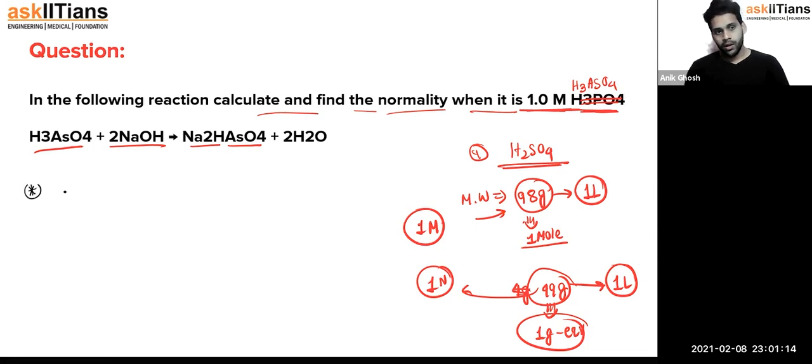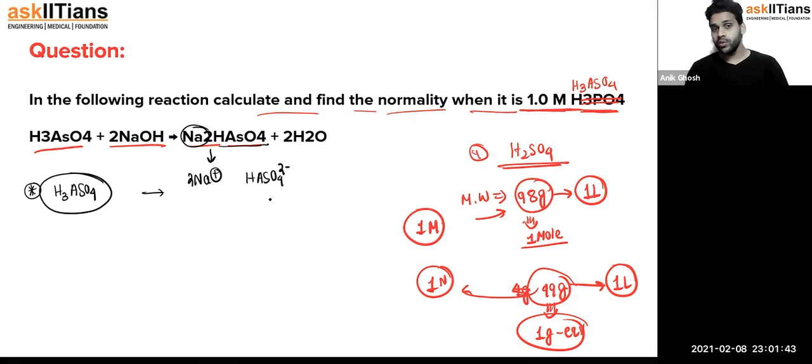Look, H3AsO4 after reacting with NaOH is giving you Na2HAsO4, which means 2Na+ plus HAsO4 2-. Clear? Now focus on it. H3AsO4 is turning into HAsO4 2-. How many hydrogens is it giving up in the process? It is donating 2 hydrogens. H3 is converting into H, so it is donating 2 hydrogens.